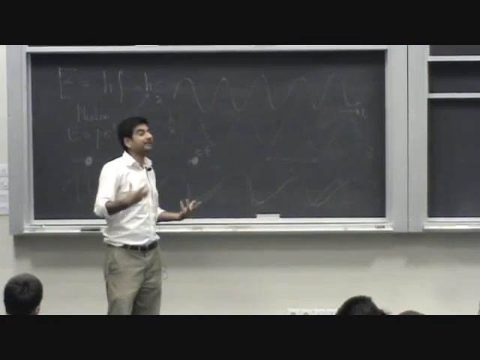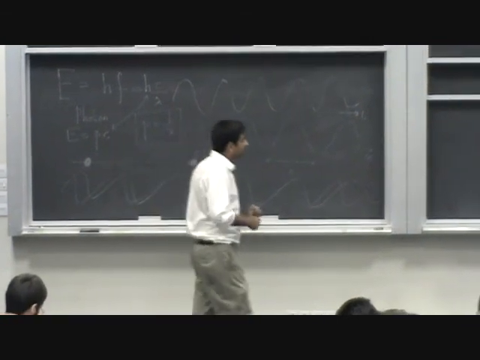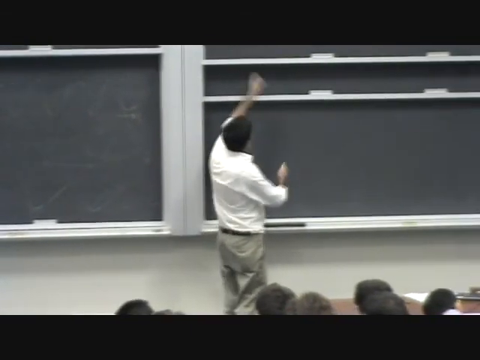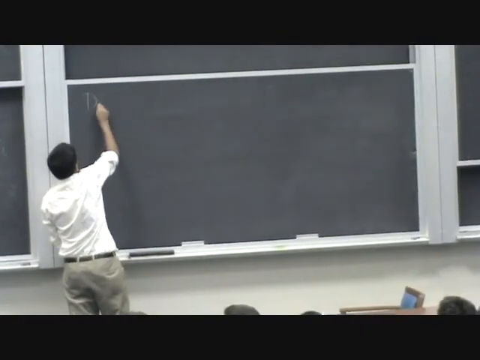Now let's talk about an experiment that actually shows that electrons are waves. An experiment that was performed in 1923 by Davisson and Germer. The Davisson-Germer experiment.